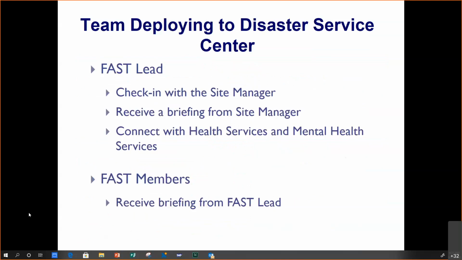So the team deploying to the disaster service center. The FAST will check in with the site manager, whether it's American Red Cross or DSS, whoever's going to be the manager for that shelter. The FAST lead will check in, introduce themselves, and make sure that they have each other's phone numbers.